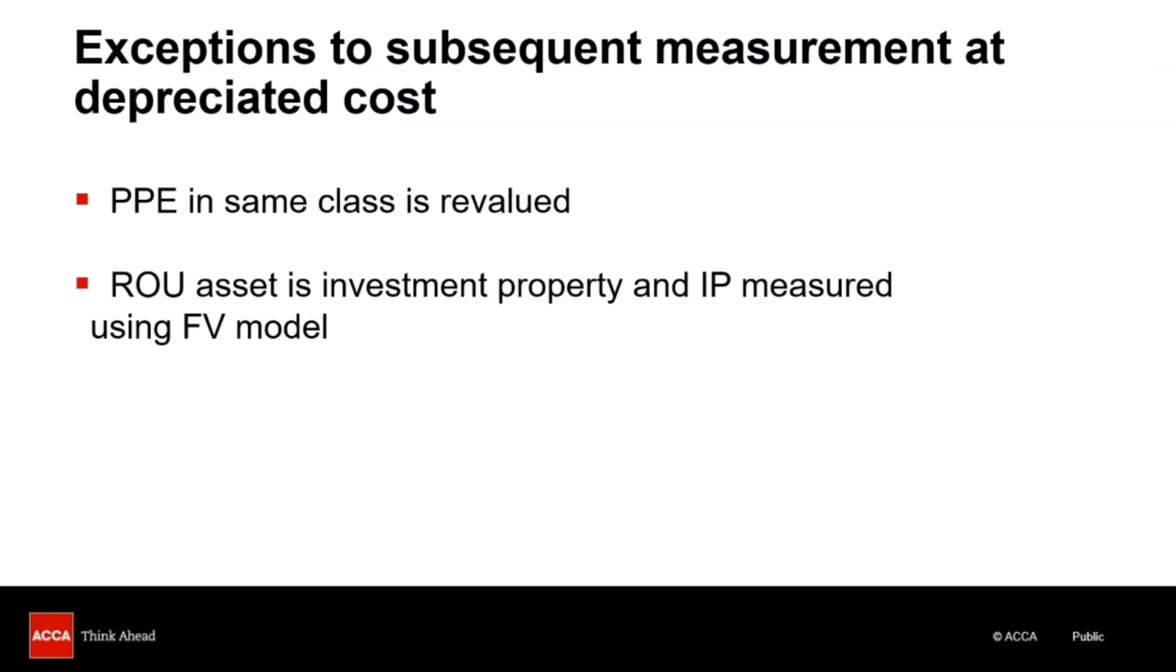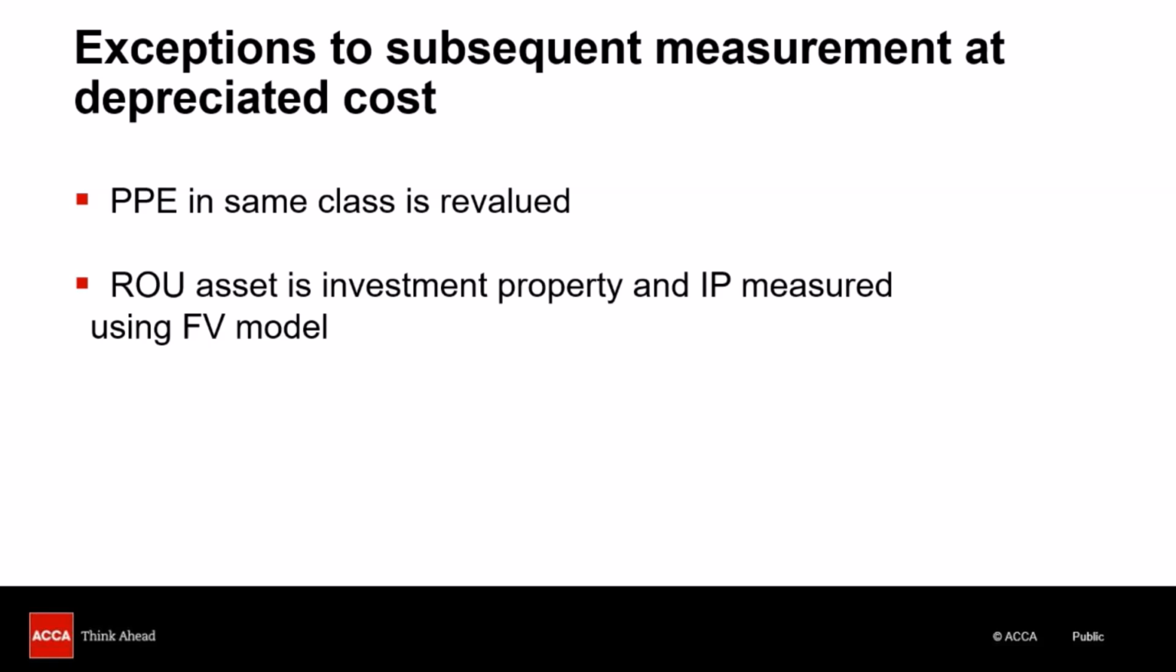Now, when we talk about the subsequent measurement of the leased asset, which is the right of use asset, we always charge depreciation on the depreciated cost, which is the carrying value, except if the right of use asset is in the class of property, plant and equipment, which is going to be revalued. So as the criteria of IAS 16 says that if a particular class of assets is being revalued, then all the assets in that class are going to be revalued. Same is the case with right of use asset also. In such cases, now depreciation going forward is going to be charged on the revalued value.